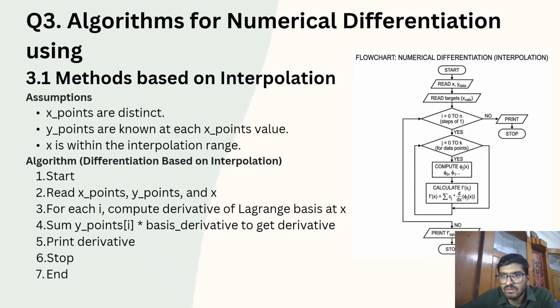Then in the flowchart it is given how the loops are working, from i equals 0 to n, and then we check the condition, and in the loop for j equals 0 to k for the data points, we compute the divided difference, and after the ending of the loop, we print the table and the answer of the interpolation method.